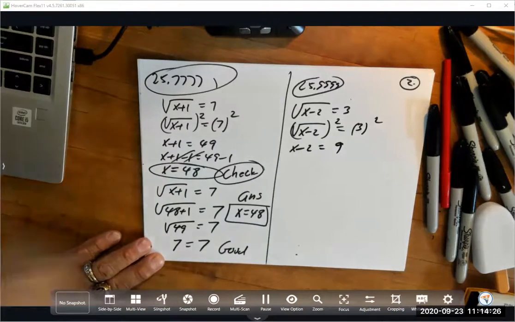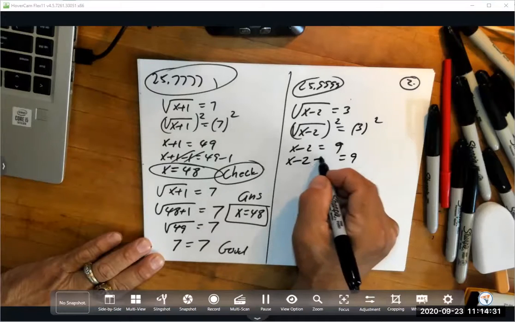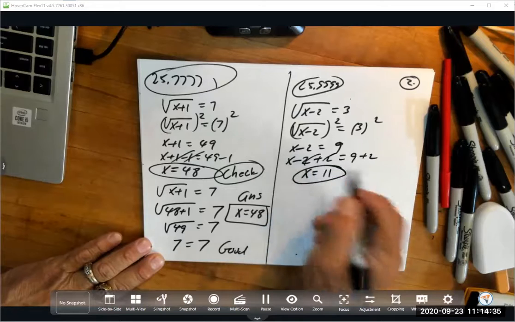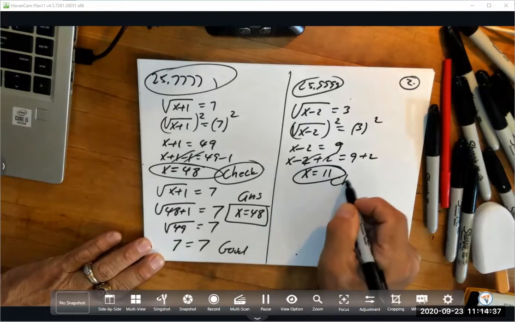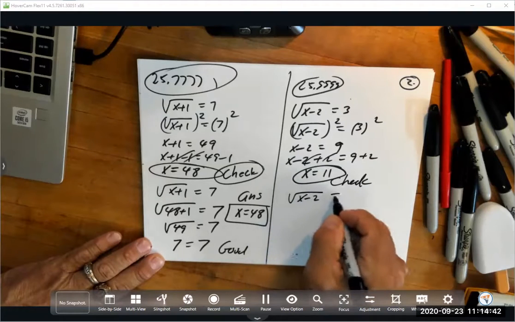Now tell me the next step. How do I get rid of the negative 2? Positive 2. Plus 2, plus 2. So x equals 11. That's it. Now check it. Does it work? I don't know. Maybe. So let's do that.